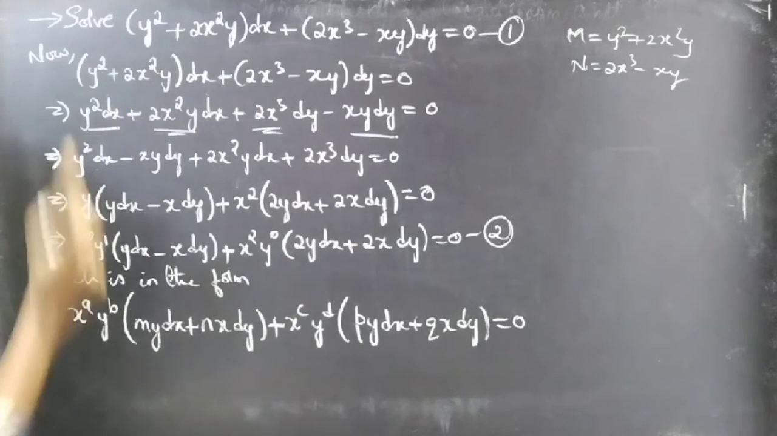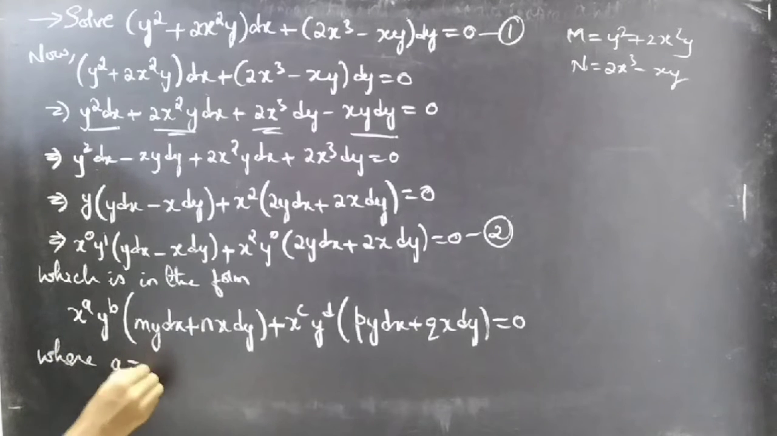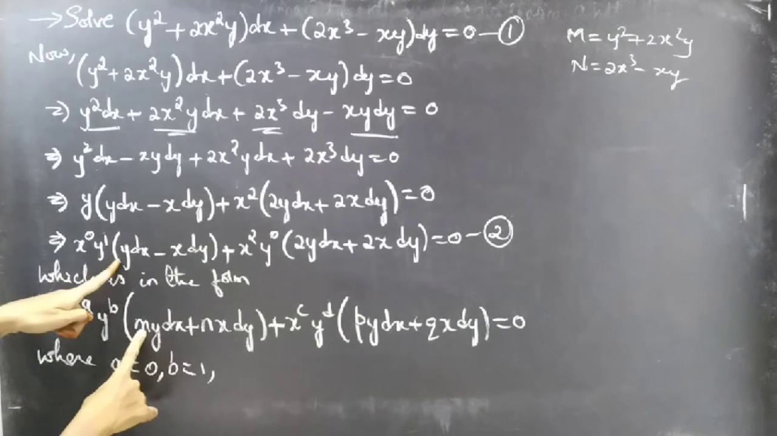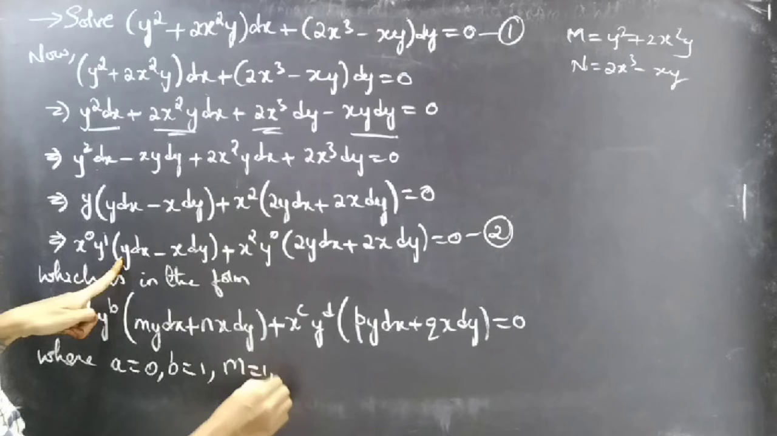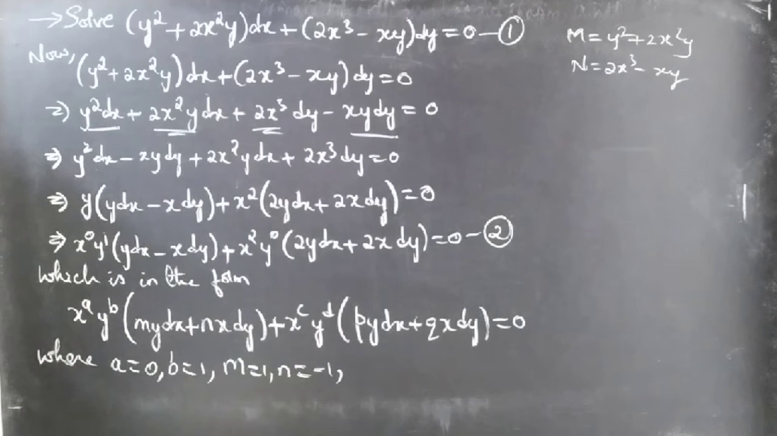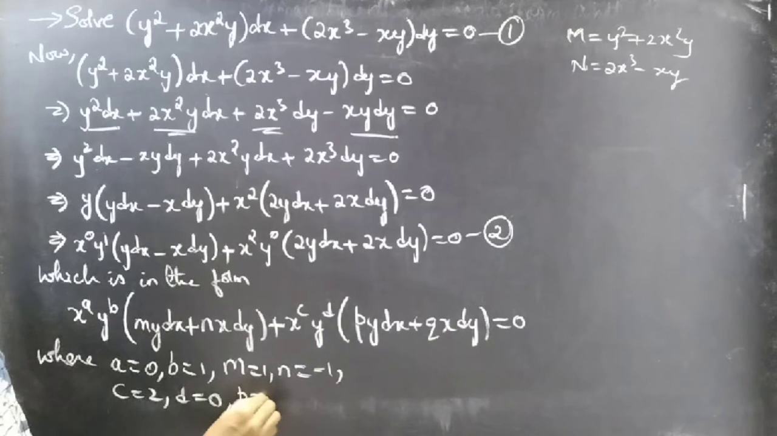Since we have written the given differential equation in this form, our integrating factor will be x power alpha and y power beta, where a equal to 0, b equal to 1, m equal to 1, n equal to minus 1, c equal to 2, d equal to 0, p equal to 2, q equal to 2. Right?